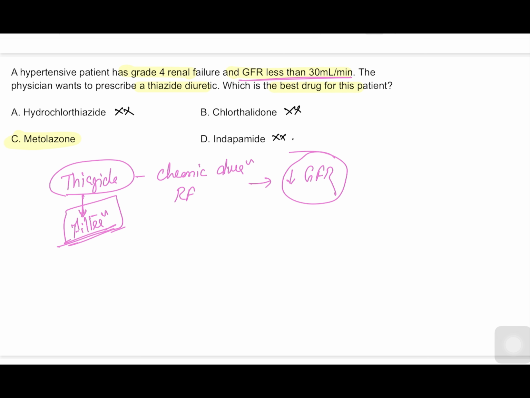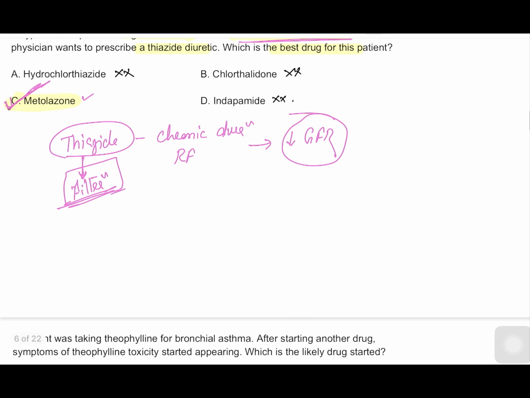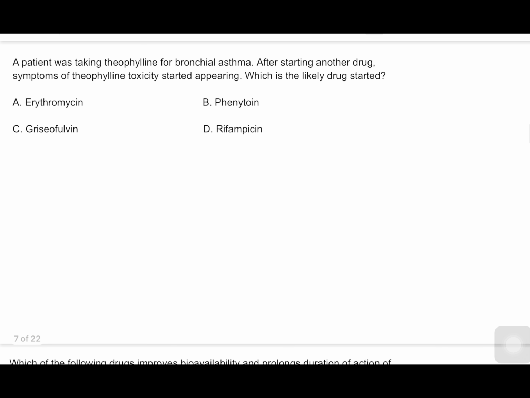So in this condition, if any patient is having severe renal failure, GFR less than 30 ml per minute, then the best drug, or even you can say the only thiazide you can prescribe, is metolazone. Even in the book they have specifically mentioned that if somebody is having very low GFR, less than 30 ml per minute, then the best thiazide to give is metolazone. So correct answer is metolazone.